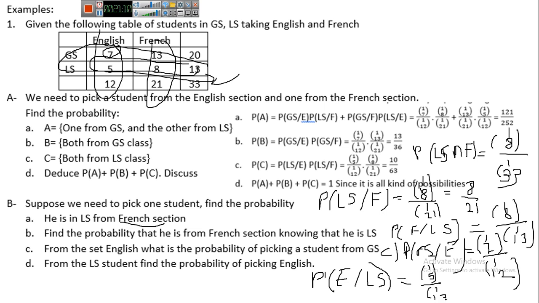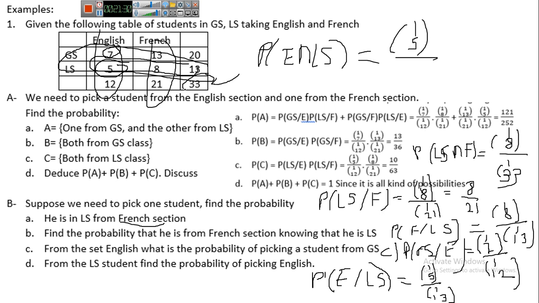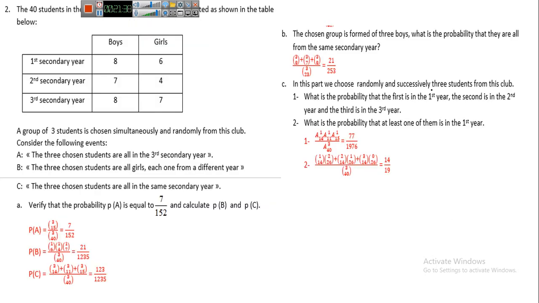Suppose I said, what is the probability of picking a student who knows English and from LS? Who knows English and from LS? So it will be E intersecting LS. So here I don't have knowing. E and LS, I have 5. So it will be 1 out of 5 over total, which is 1 out of 33, because I don't have conditional probability. So I hope that you are understanding the conditional probability.